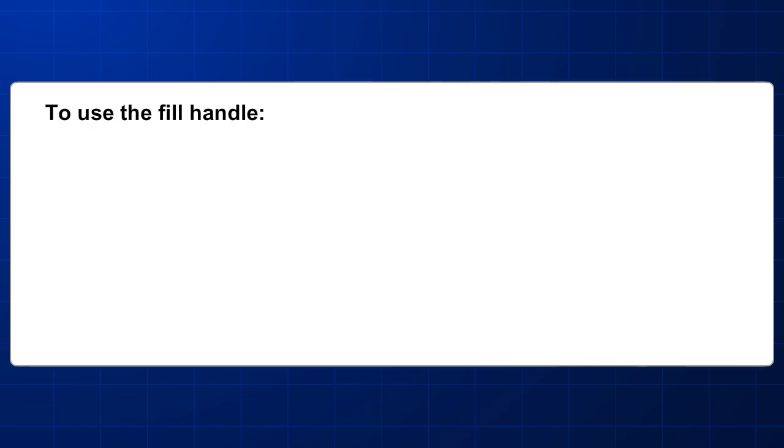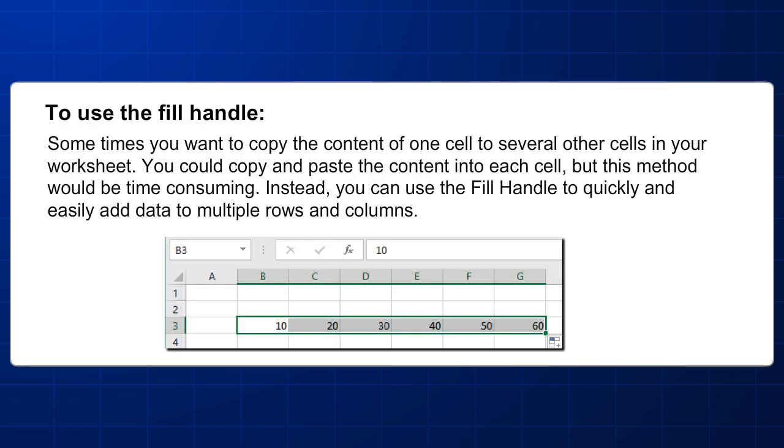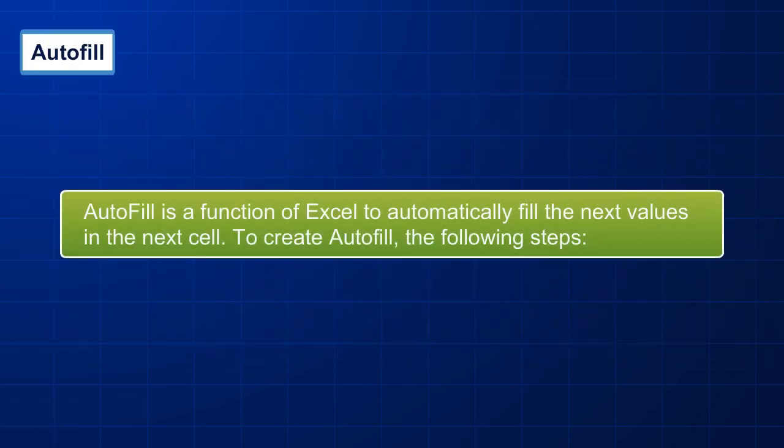To use the fill handle, sometimes you want to copy the content of one cell to several other cells in your worksheet. You could copy and paste the content into each cell, but this method would be time-consuming. Instead, you can use the fill handle to quickly and easily add data to multiple rows and columns. Autofill. Autofill is a function of Excel to automatically fill the next values in the next cell.